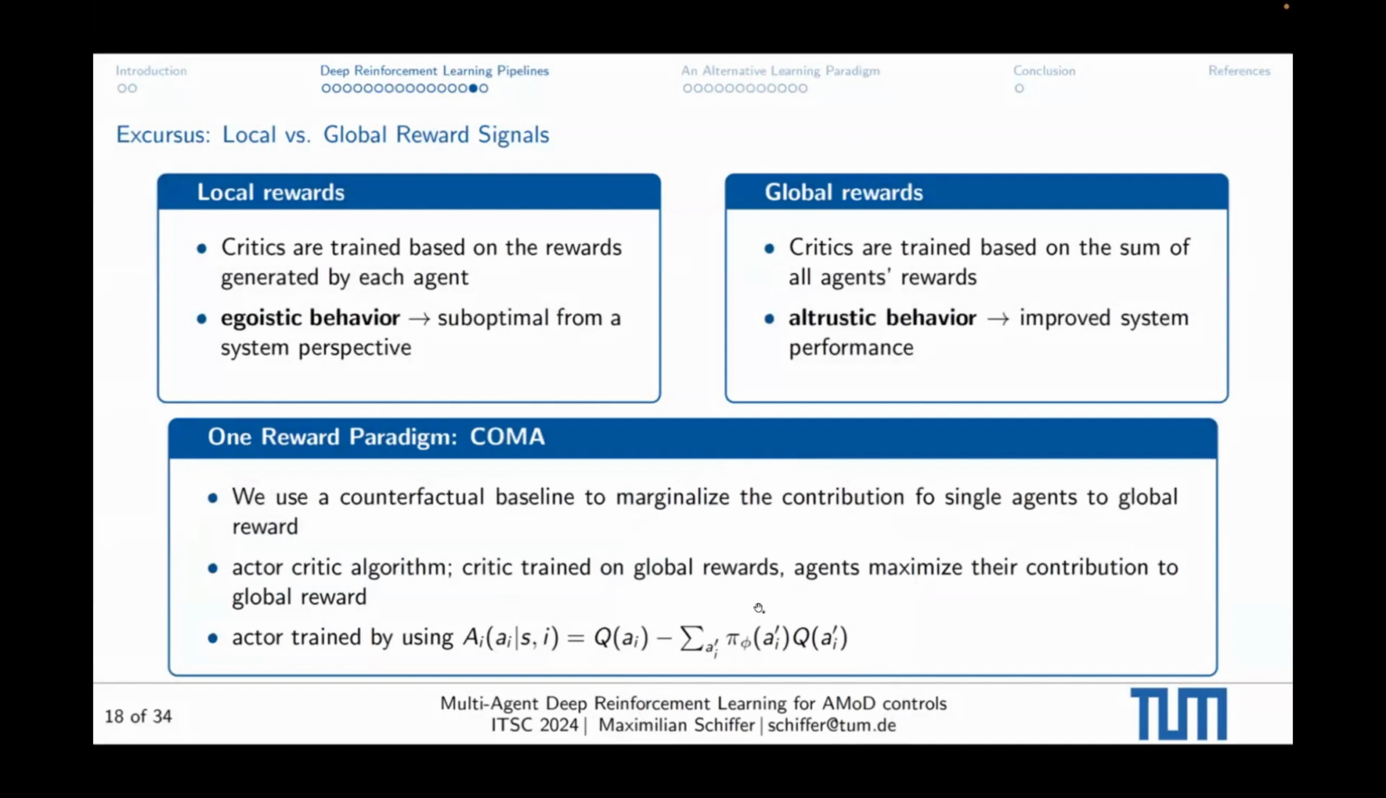And this counterfactual baseline tells me in expectation the reward that the agents could have contributed to the system when taking some other action. Right, so this is basically the baseline that I subtract to get a better feeling for how important it really is that this particular agent serves this particular request.